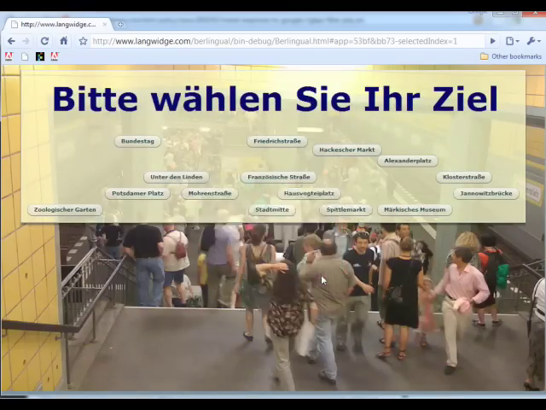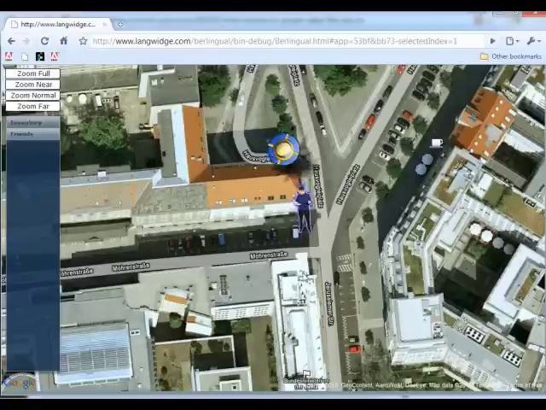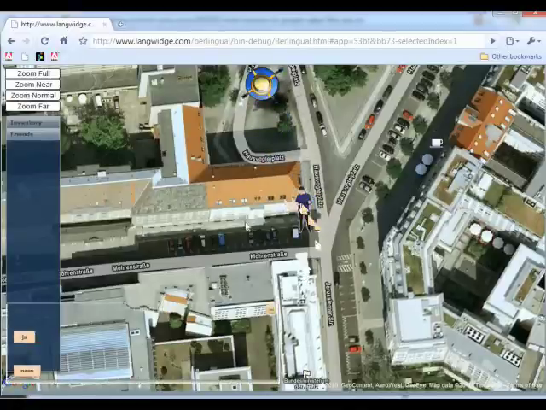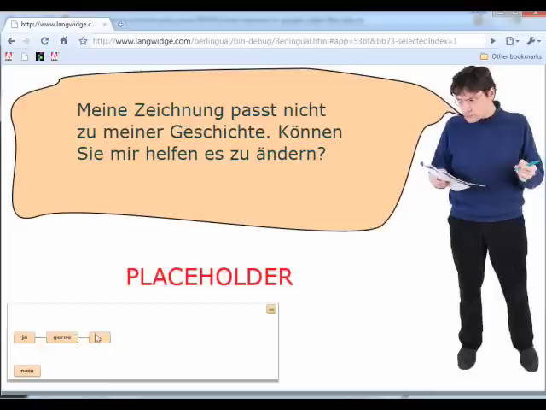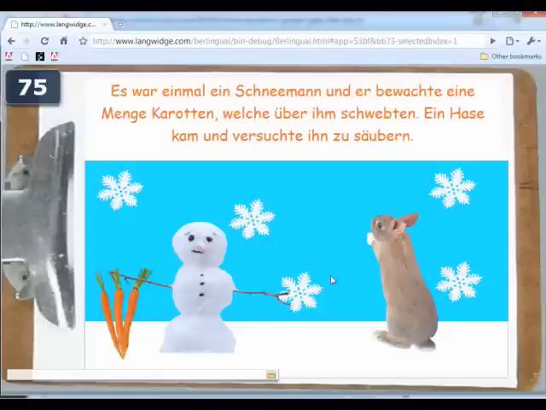So we can go back down, we'll help out this guy here. Meine Zeichnung passt nicht mit meiner Geschichte. Können Sie? Es war einmal ein Schneemann und er bewachte eine Menge Karotten, welche über ihm schwebten. Ein Hase kam und versuchte, ihn zu säubern.